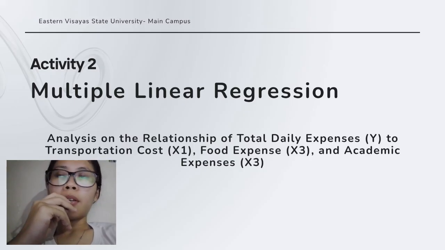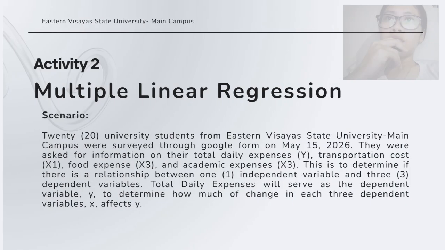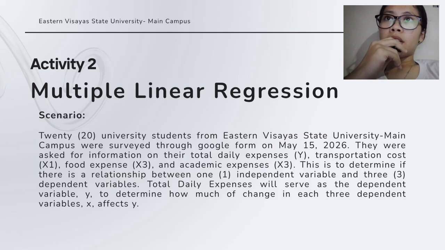independent variables. So here we have a scenario wherein we surveyed 20 students from Eastern Visayas State University main campus through Google Form on May 15, 2026. They were asked for information on their total daily expenses, transportation costs, food expenses, and academic expenses. So this is to determine if there is a relationship between one dependent variable and 3 independent variables.